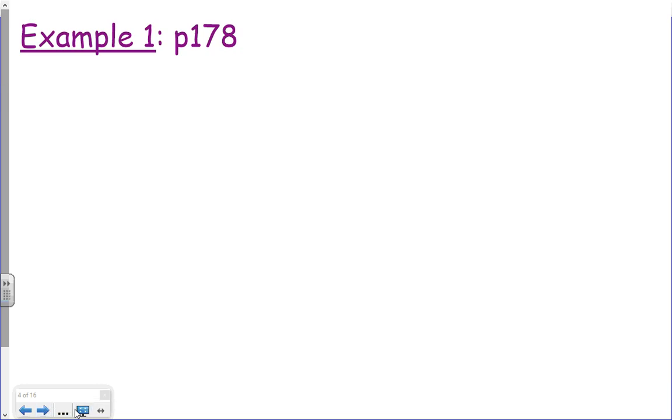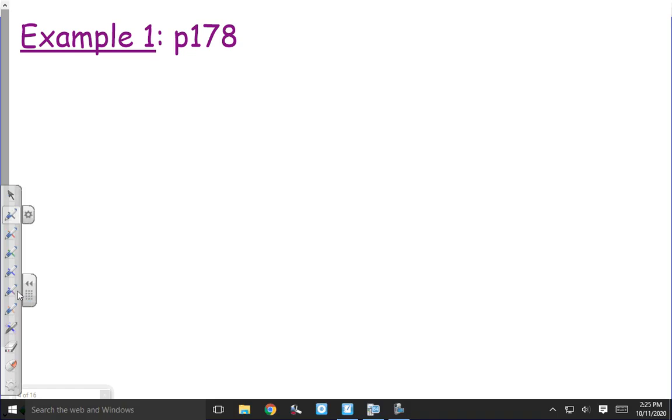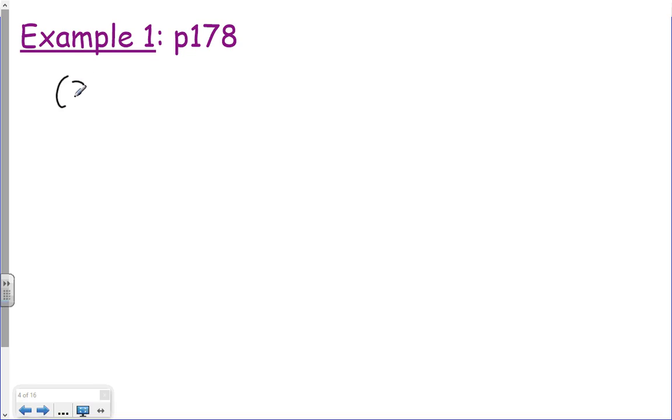All right, take a look at example 1 here on page 178. It says to multiply the binomials and simplify. So a little bit of revisiting of some algebra here is really what we're taking a look at. So let's write down these two binomials. We're given 3x plus 5 and 2x minus 11, and they just want us to multiply these out.